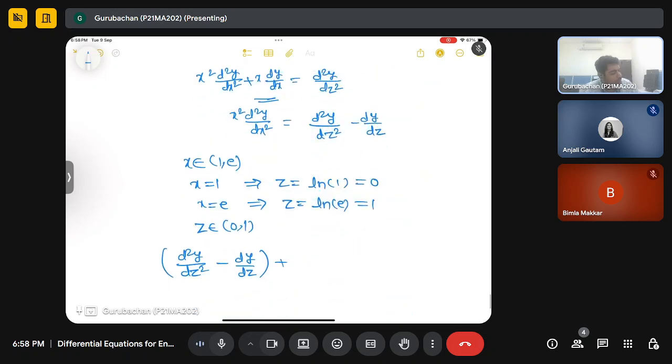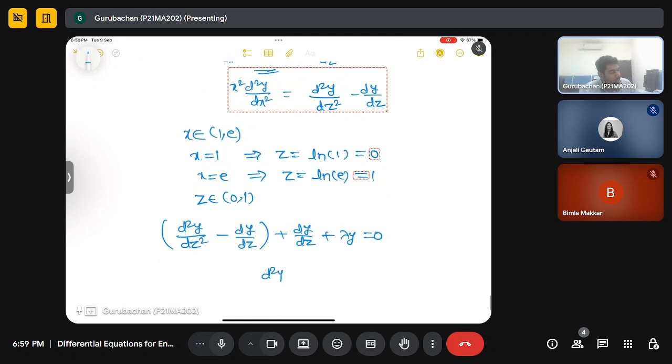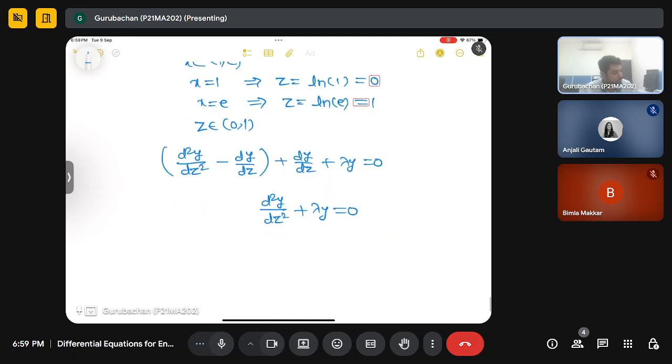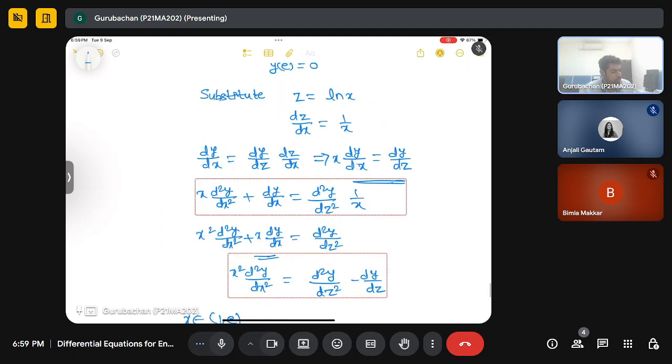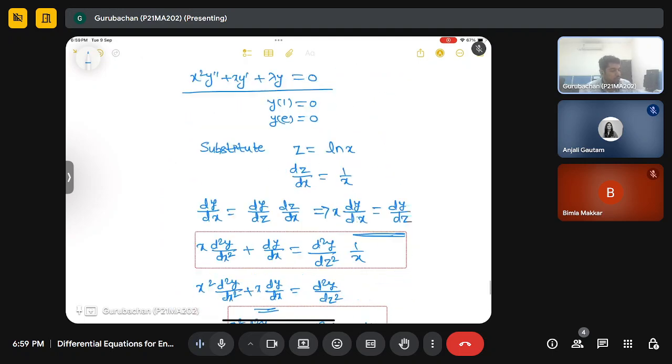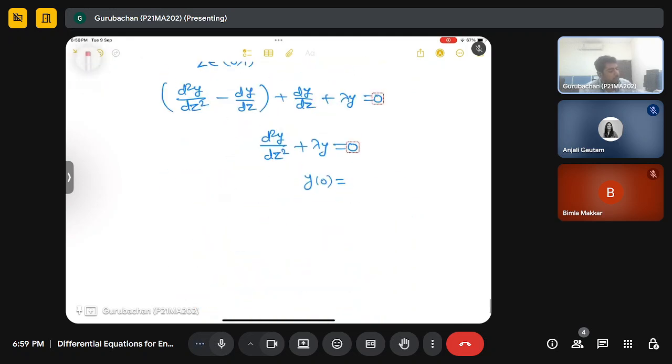Xy dash was dy by dz, and since we are not disturbing y, it will be lambda y equal to 0. From here, you will get d2y by dz square plus lambda y equal to 0, and since we have transformed the variable, y of 0 is 0 and y of 1 is also 0. So this is your recently converted system. Is this looking like the previous system? Yes, it is again looking like the previous system.